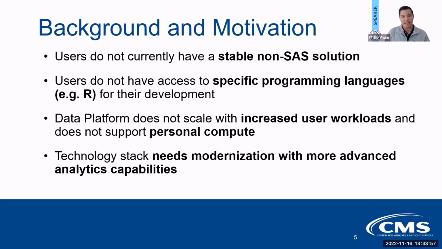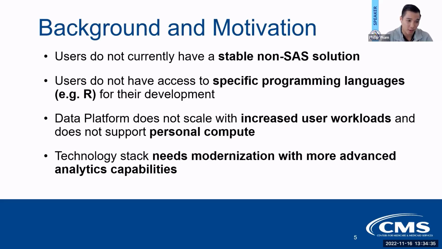So in the next slide, with that amount of scale, we want to talk about what challenges people are facing today with the current platform and why we are thinking about alternatives to the technology stack that we have in place. First off, users do not currently have a stable non-SAS solution. For folks who have been working within the platform, that solution today is Zeppelin, which can be problematic and inconsistent in being able to run jobs and produce results. In the current environment, users also do not have access to specific programming languages, such as R, for their development.